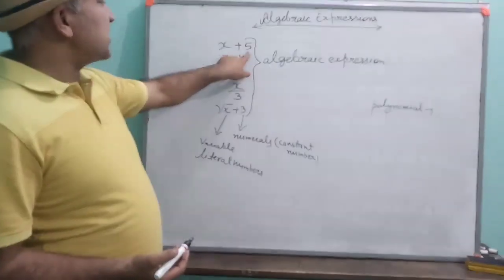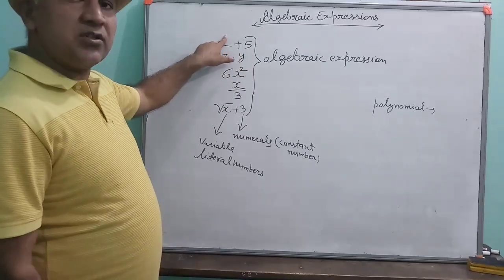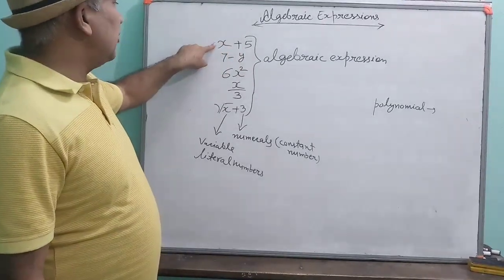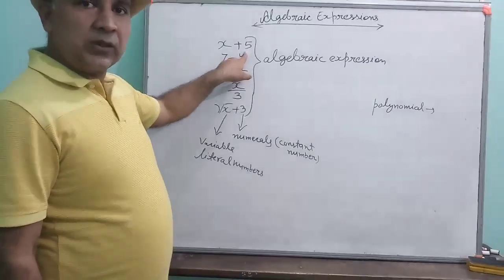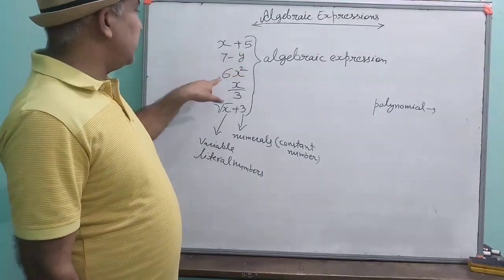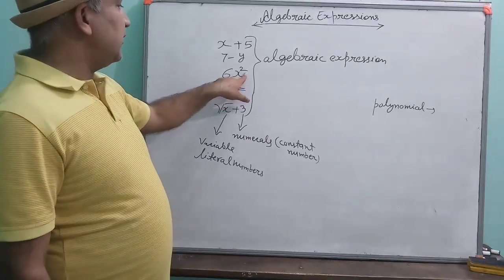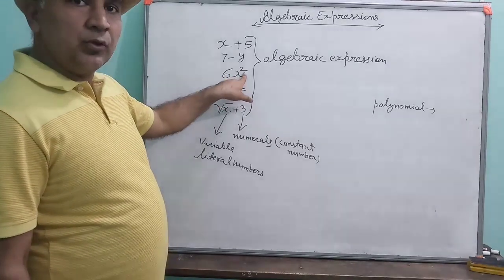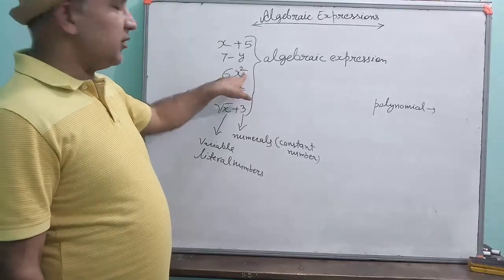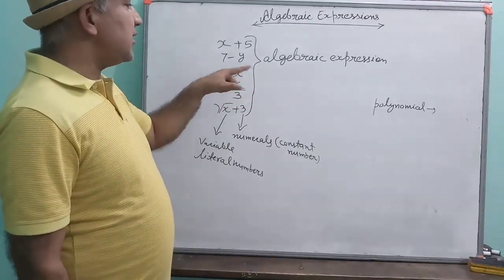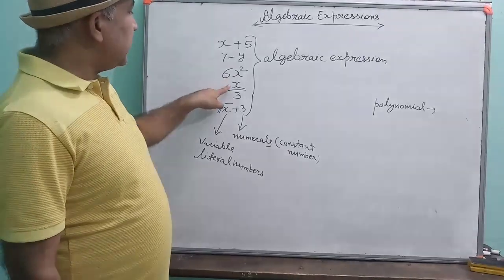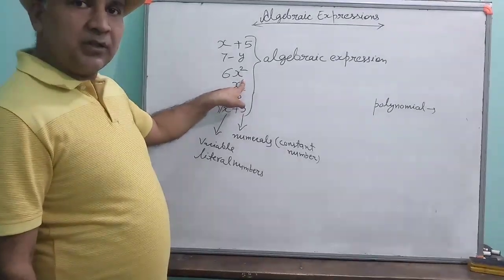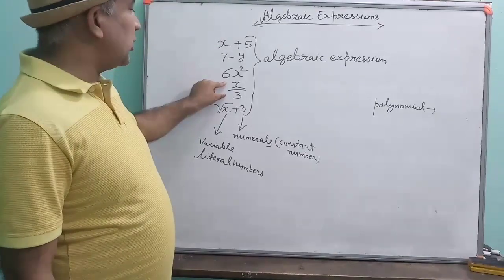See here, x plus 5. Here x power 1, which is a whole number. So this is a polynomial. 7 minus y, y to the power 1, which is a whole number. So this is also a polynomial. 6x square. Here x to the power 2. This is also a whole number. So this 6x square is a polynomial. Understood? x by 3. Here x power 1 is the whole number. So again this will be a polynomial.